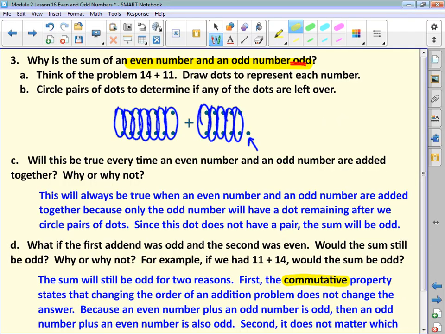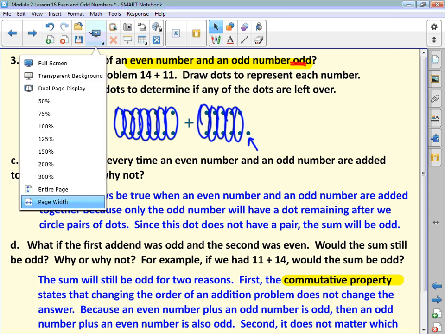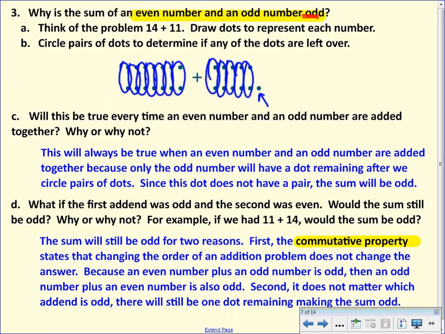That's called the commutative property, and you should be writing that on your notes. Commutative property for part D. The order of the addends does not affect the sum. So whether it's an odd plus an even, or an even plus an odd, either way, we're still going to get an odd number.